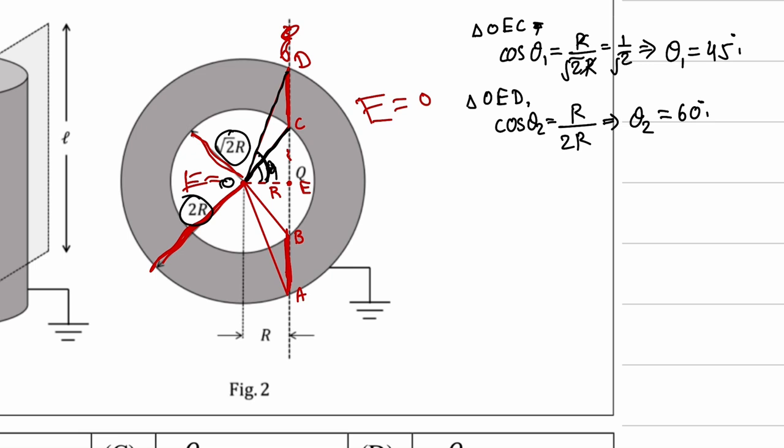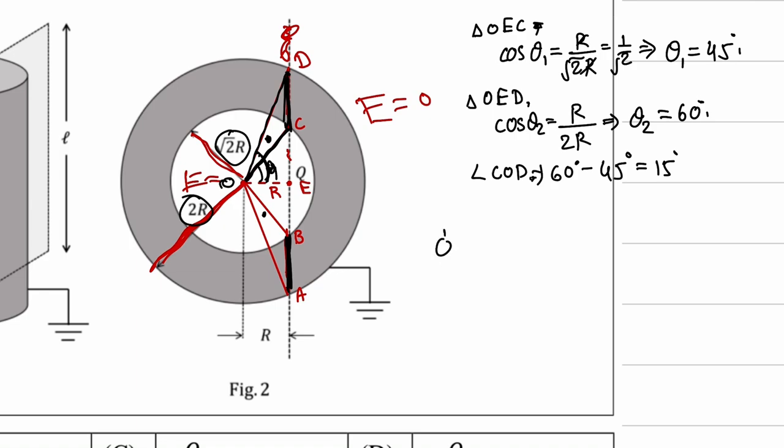So how much will be the angle COD? That will be 60 degrees minus 45 degrees, which is equal to 15 degrees. That particular angle is 15 degrees, and the other one is also 15 degrees. So you can consider the whole angle as 30 degrees. The area which is linked with the electric field is of the 30 degrees.